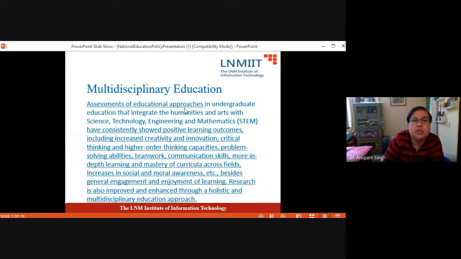Assessments of educational approaches have consistently shown positive learning outcomes, including increased creativity and innovation, critical thinking and higher order thinking capacities, problem-solving abilities, teamwork, communication skills, more in-depth learning, and mastery of curricula across fields, increases in social and moral awareness, etc., besides general engagement and enjoyment in learning. Research is also improved and enhanced through a holistic and multidisciplinary education. So there is some data to support this. This is not just a feel-good kind of transformation when we talk about going to a multidisciplinary approach.